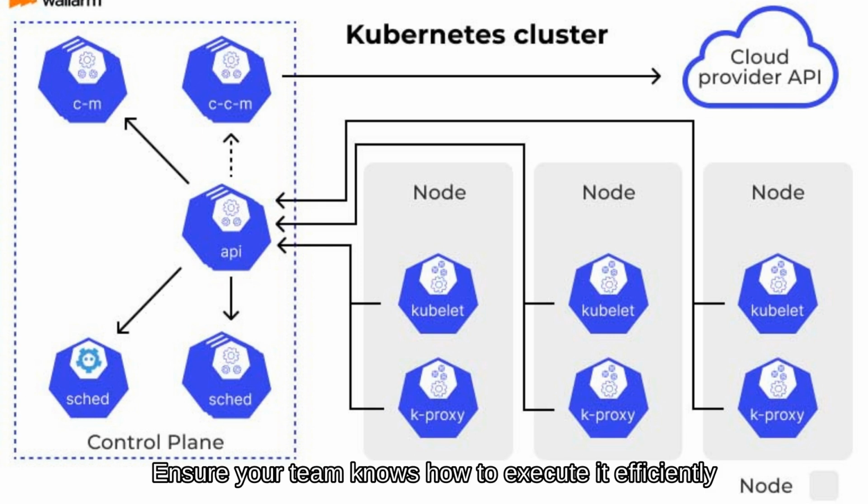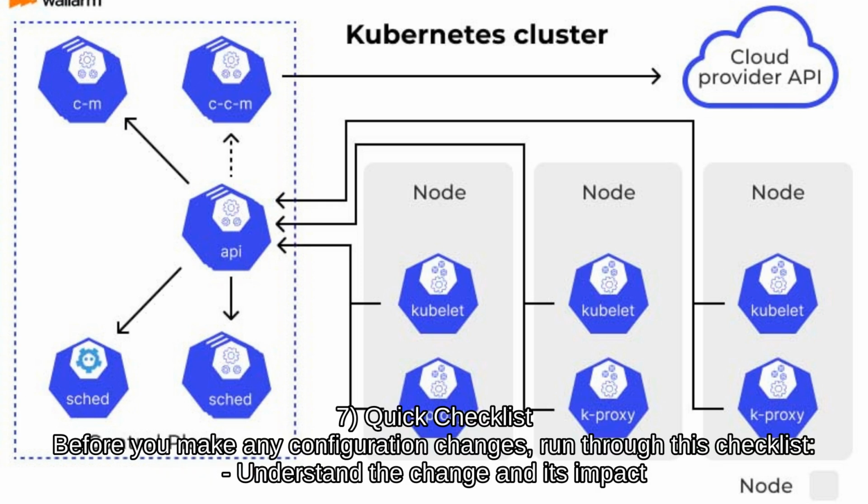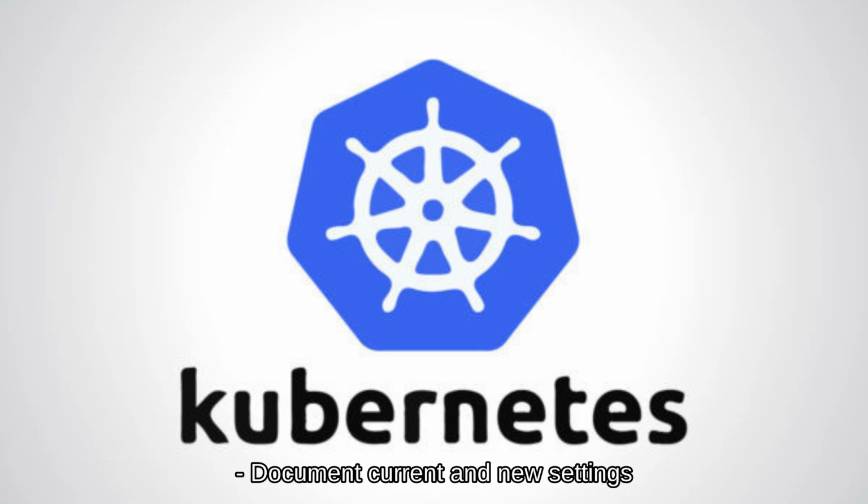Quick checklist before you make any configuration changes. Run through this checklist: understand the change and its impact, document current and new settings. Use version control for configurations. Test changes in a staging environment. Set up monitoring and alerts for key metrics. Have a rollback plan ready.